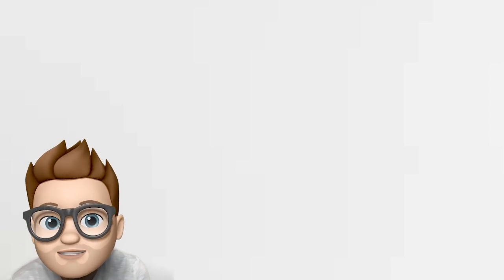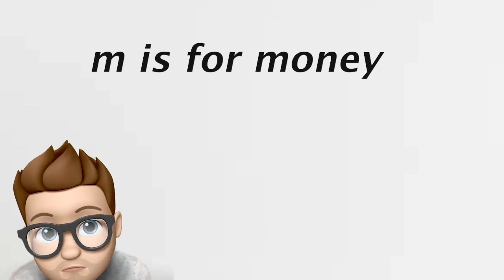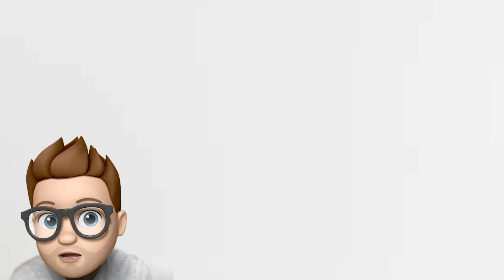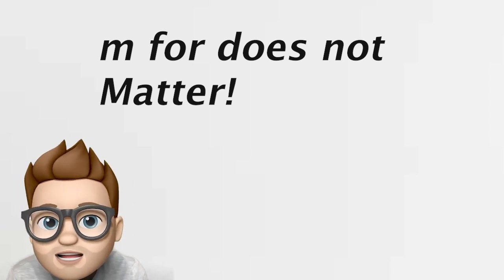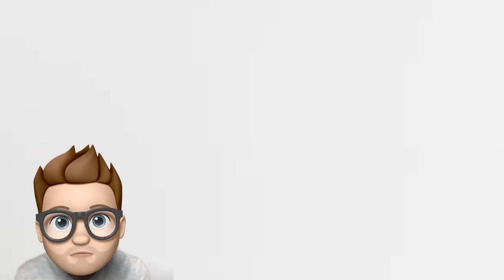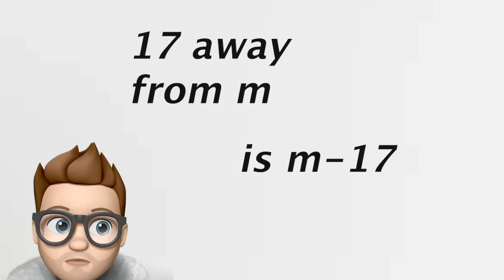Now because we're working with money, let's call it M. You'll probably most likely see X, maybe Y, those are some of the more common ones, but we're gonna go with M because it doesn't matter. So if we take 17 away from M, it's just M minus 17, and that's what we would write.